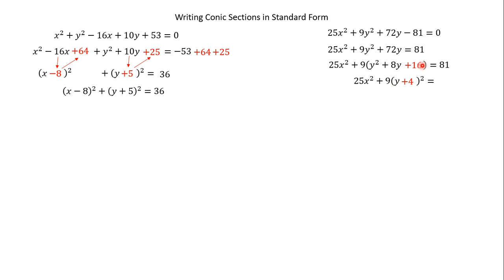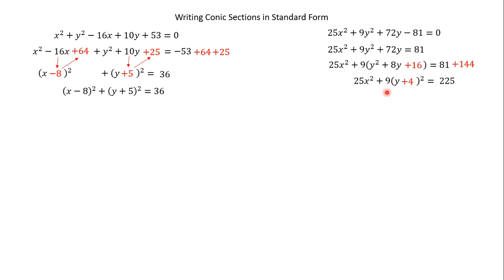If we add 16 right here, what do we have to add to the other side? No, it's not 16. Look back at this side of the equation. What did we actually just add to this equation? We didn't add 16. We added 16 times 9. And so we have to add 16 times 9 to the other side. And 16 times 9 is 144. So we have 81 plus 144, which is 225.